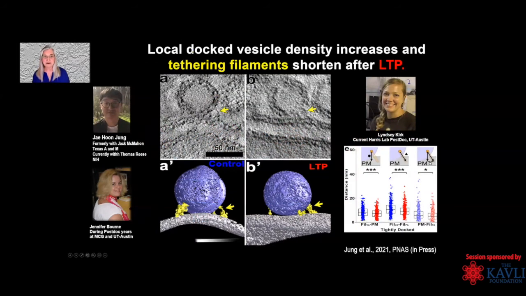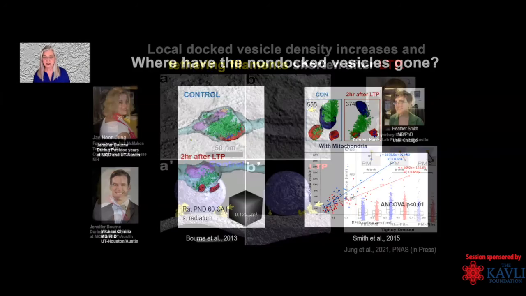We also have recently found that the local docked vesicle density actually increases, and these tethering filaments that are attached to the presynaptic vesicles have shortened by all measures, whether it's the diagonal or the immediate angle coming down, or the positioning of the attachment sites relative to the plasma membrane and these vesicle sites. So this leads us to believe that the vesicles are in a position where they're more ready to release immediately following LTP, and that this is where the potentiation has occurred and makes it ready for sustaining the potentiation.